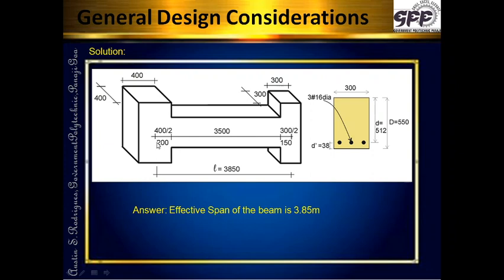The second condition was half the width of this support plus the clear span plus half the width of this support. This has come to 3850, which is smaller than the first condition. So the effective span of the beam is found to be 3.85 meters. This is the span which we use whenever we do calculations for bending moment or shear force. Whenever we use the span in the formulae, we use the effective span, and the effective span for a simply supported beam is calculated this way.